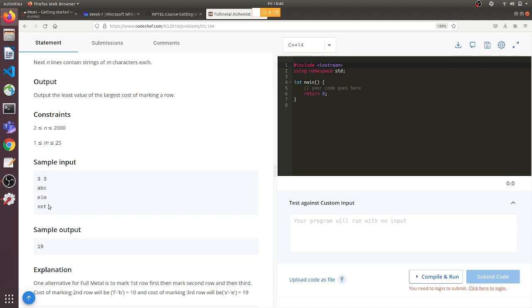Yeah, so here, for the third row, we have two options, and in that the best is 19, and for the second one we had only 10. So among those, we are returning the maximum value here.